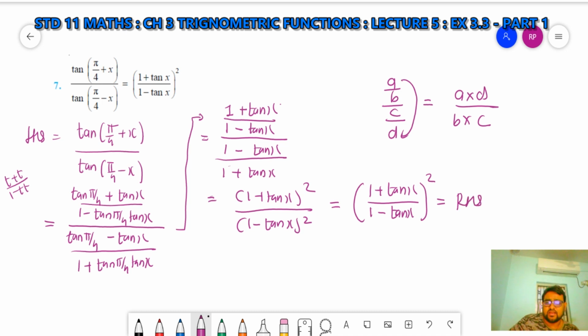So what I did, I just used the formula (t + t) upon (1 - tt) in the numerator and (t - t) upon (1 + tt) in the denominator. Then I just put down the value of tan pi/4 as 1. So now solve this question number 7.